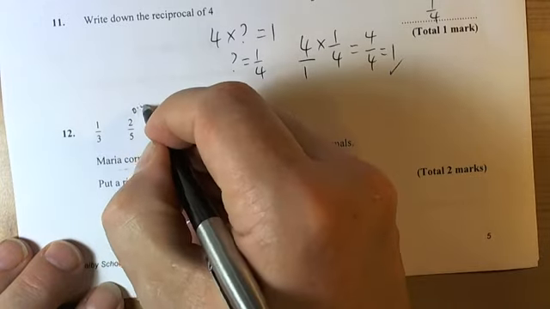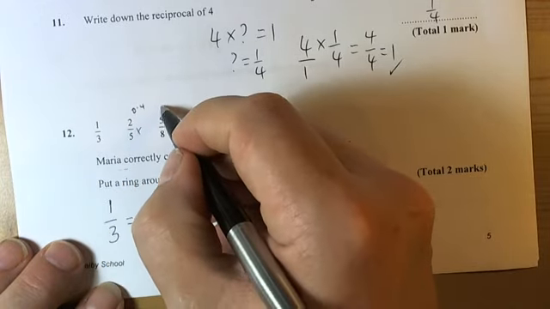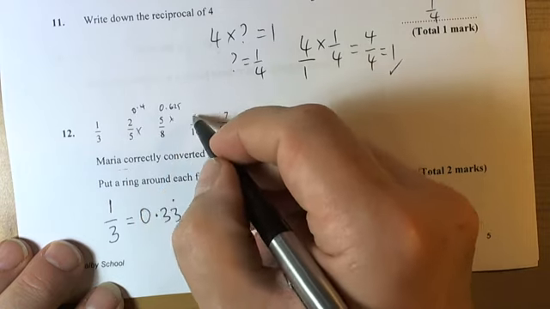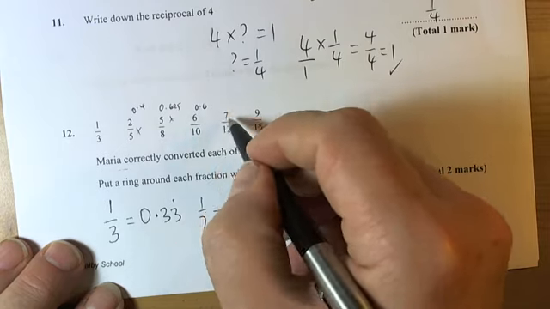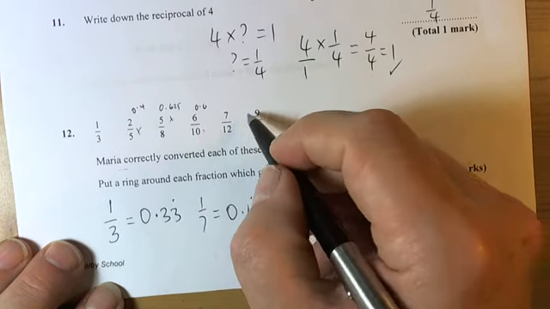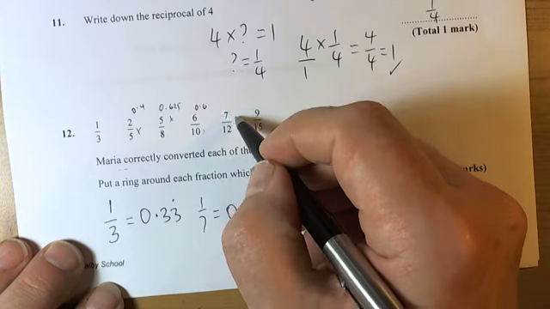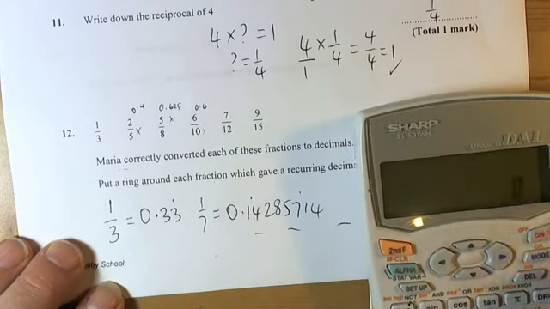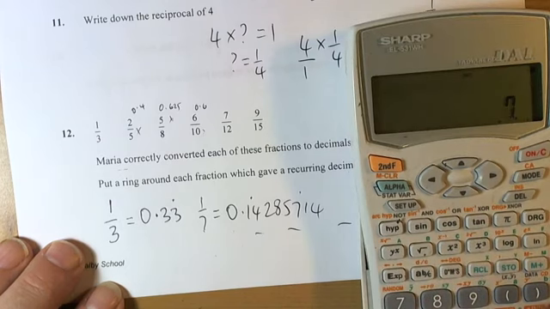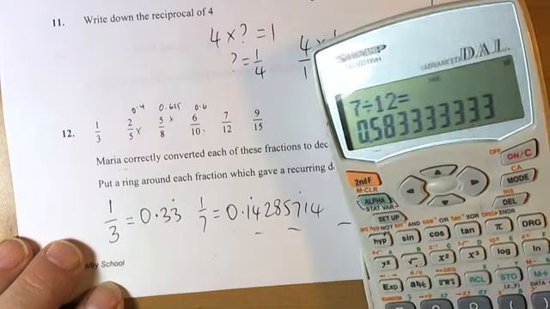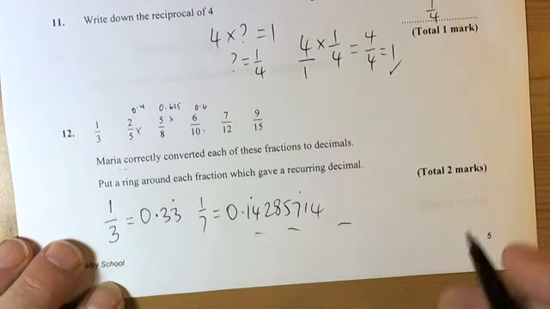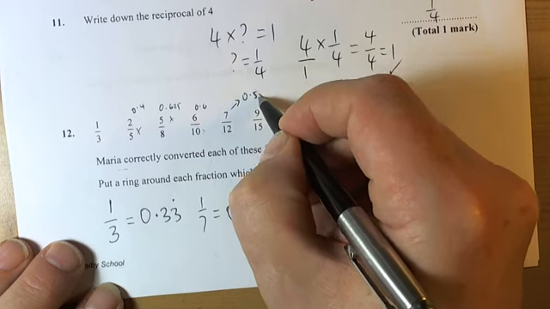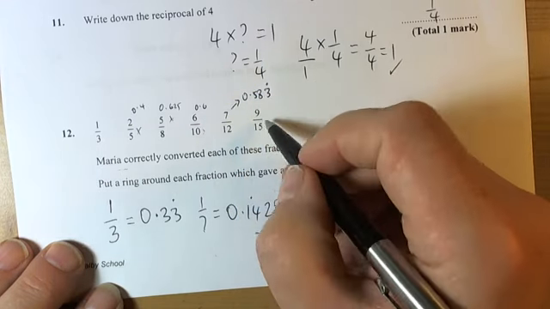Well, 2/5 is 0.4, so that's no good. 5/8 is 0.625, so that's no good. 6/10 is 0.6, so it's terminating, so that's no good. 7/12, interesting, what will 7/12 be? Could do it by hand, but we'll just quickly do this, makes it easier. Yep, that's recurring. So 7/12 is going to be recurring because that's 0.583 and the 3 went on forever.